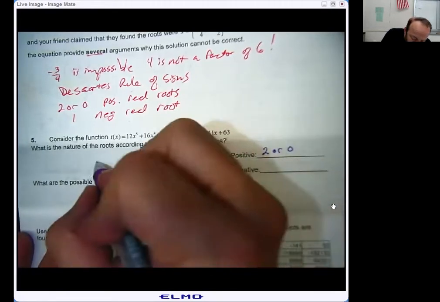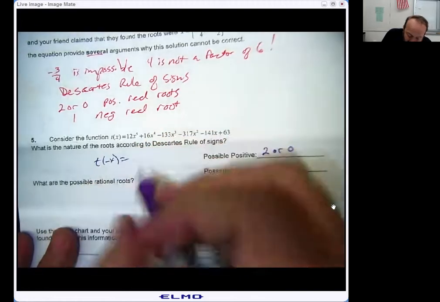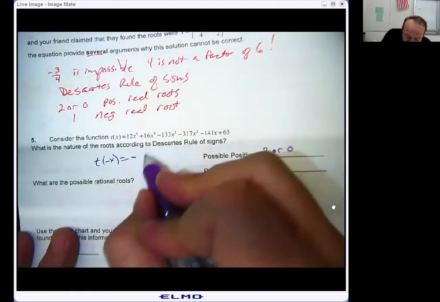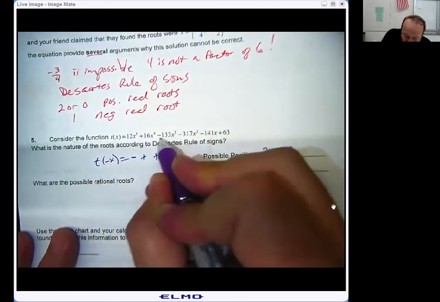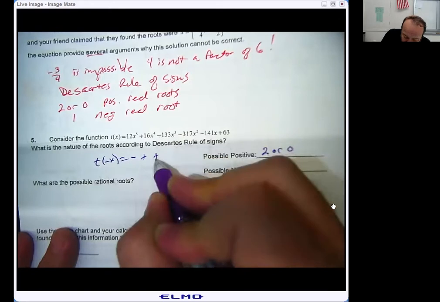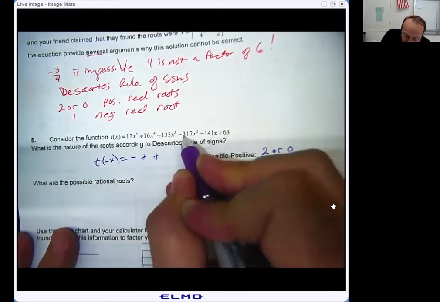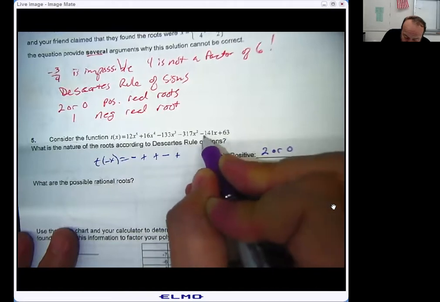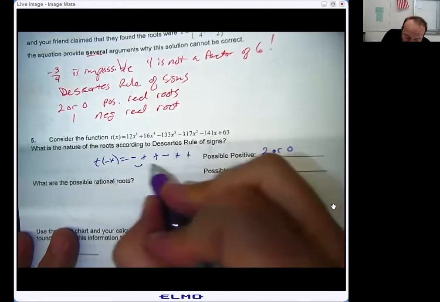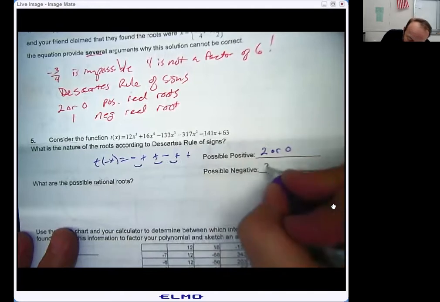Now Descartes would also tell us to take a look at t of negative x. And if I did that, I have a negative here, a positive here. This is going to stay positive because a negative cubed times an extra negative is a positive. A negative squared times a negative is negative. That one's positive because a negative times a negative and a positive. Well, 1, 2, 3. So this would be 3 or 1.